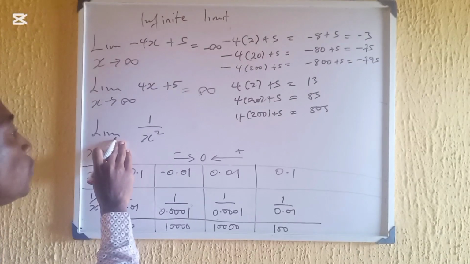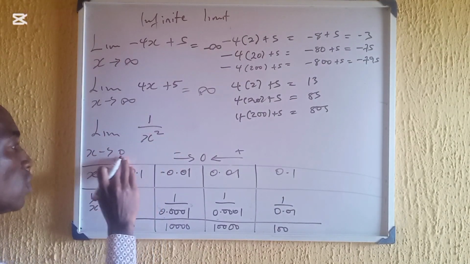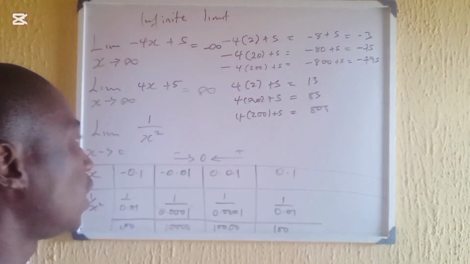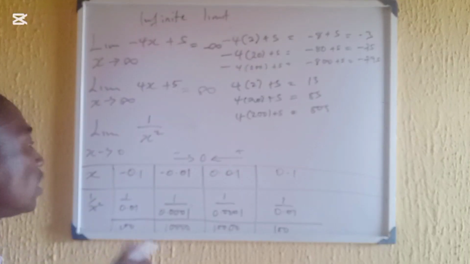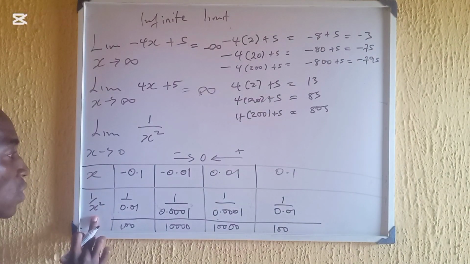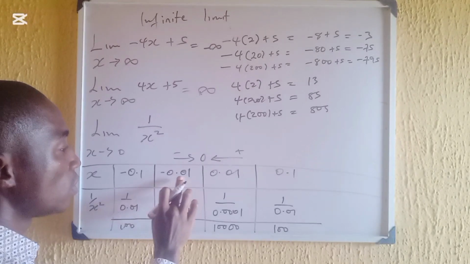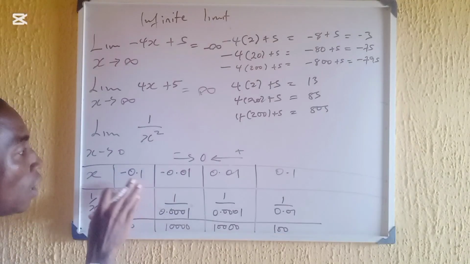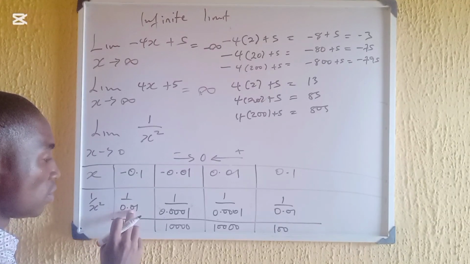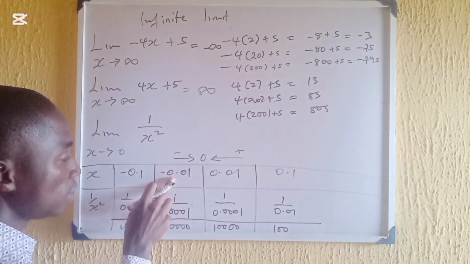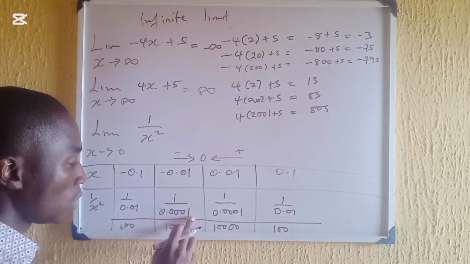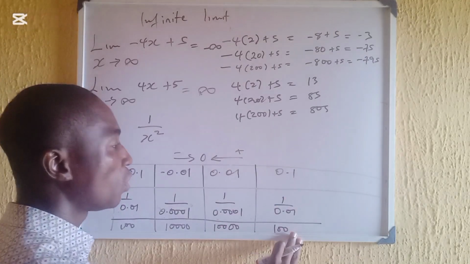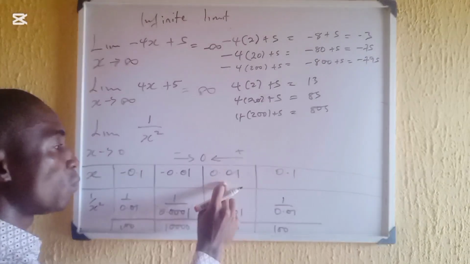Let's look at this example. Limit of 1 over x squared as x tends towards 0. Now, tending towards 0 means that we must approach 0 from the left-hand side and from the right-hand side. So we have x, and we have 1 over x squared: minus 0.1, minus 0.01. Then at this point, we have 0, then 0.01, 0.1. Approaching from the left, we have 1 over 0.01. That gives us 100. Then for this guy, we're having 1 over 0.0001, and that gives us 10,000. Then let's approach from the right. We're having 100 for 0.1 and 10,000 for 0.01.